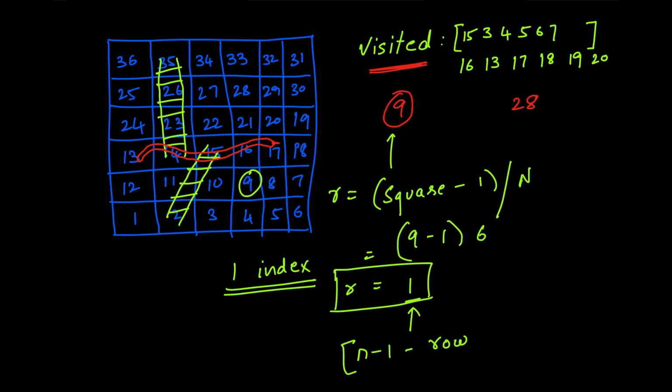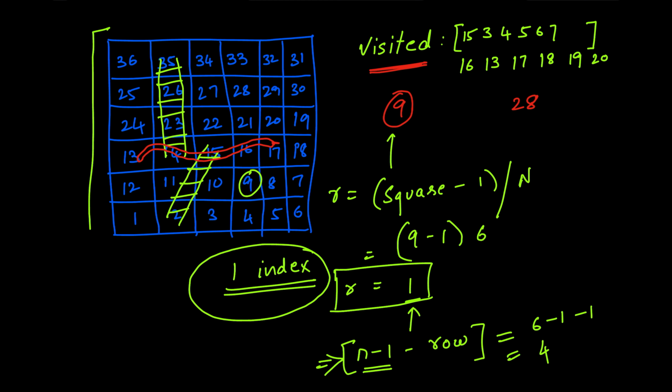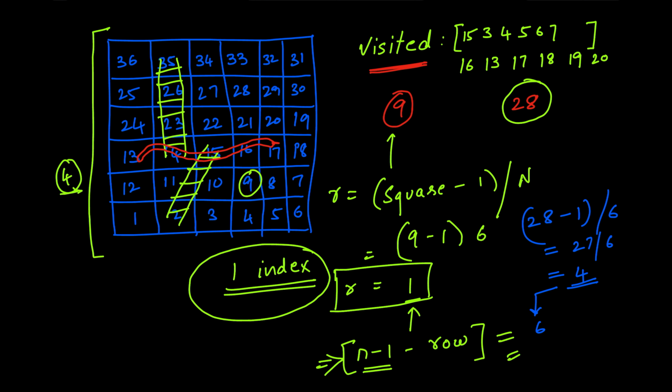Because this is an inverted board where we are starting from the last row and moving upwards, we should subtract the row from n minus 1 to get the real output. We are doing n minus 1 because it is a 1 indexed array and not 0 indexed. With this modification, the actual row will be 4. Let's apply the same logic for square 28. Based on the conventional formula, the row will be 4. Using row equal to 4 in the updated formula, we will get 1. So 28 should exist in row 1.